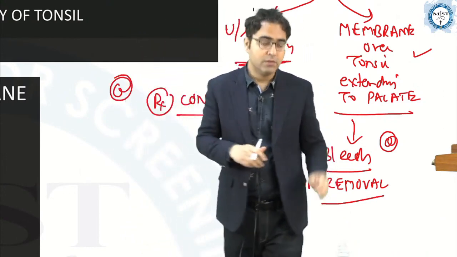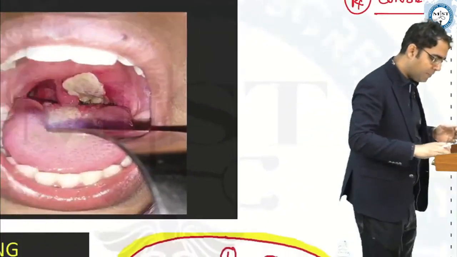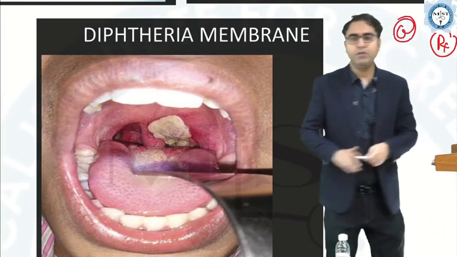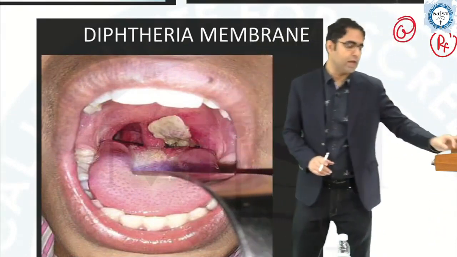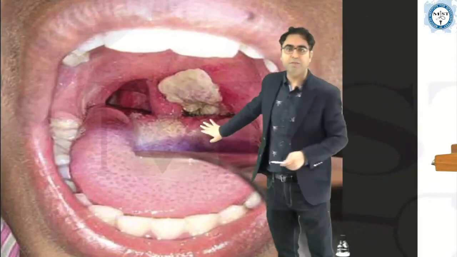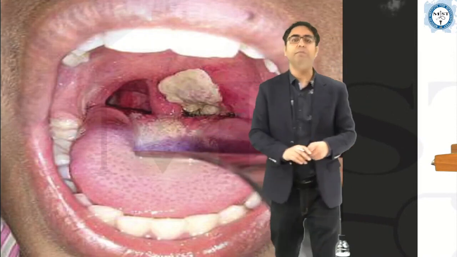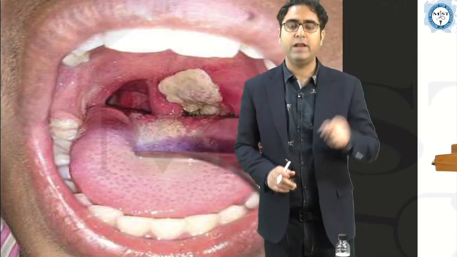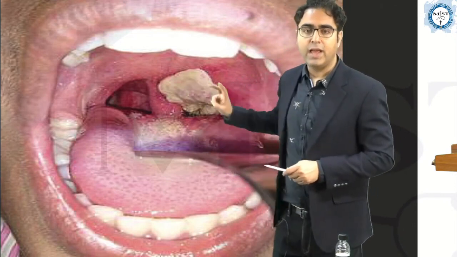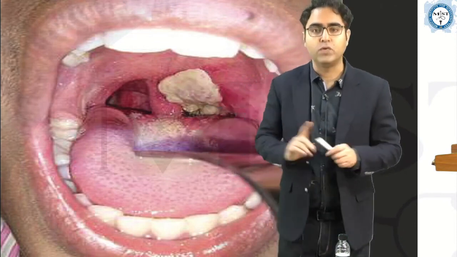You say, Rajiv, where is the diphtheria membrane? Can you see the diphtheria membrane extending from tonsil to palate, beta? I think it's very clear in this picture also. Once you remove it, there will be bleeding on removal. So two points to remember about the diphtheria membrane. Number one, it extends from tonsil to palate, and number two, when you remove it, there's bleeding.